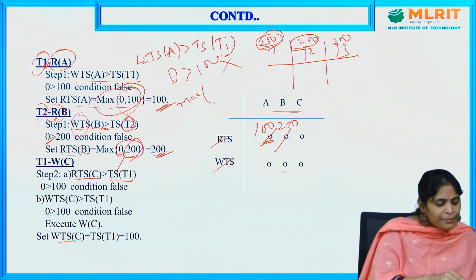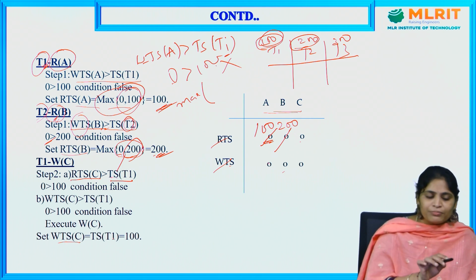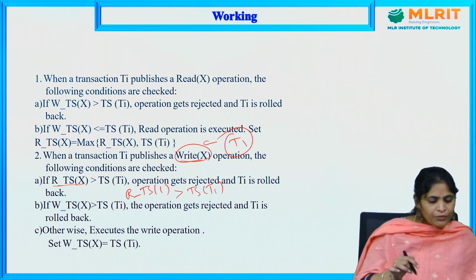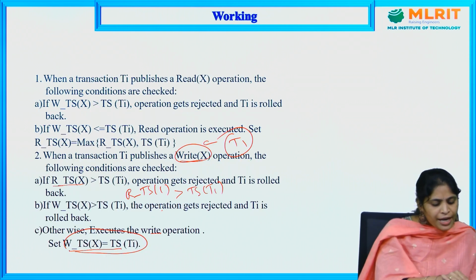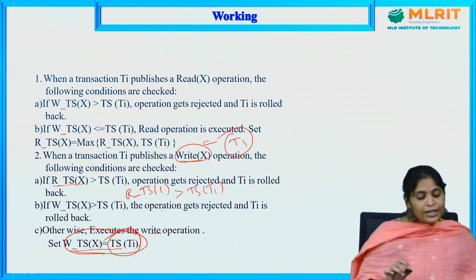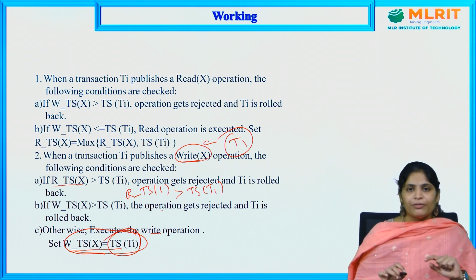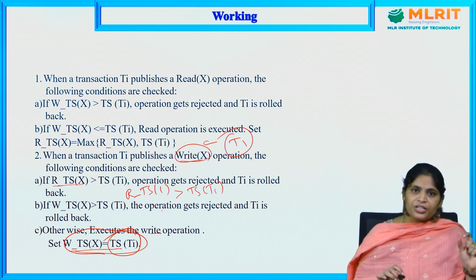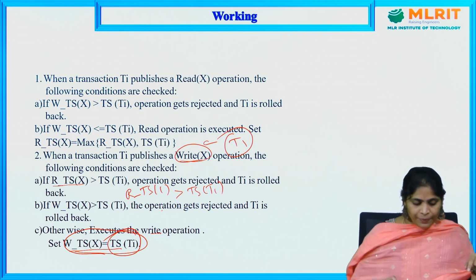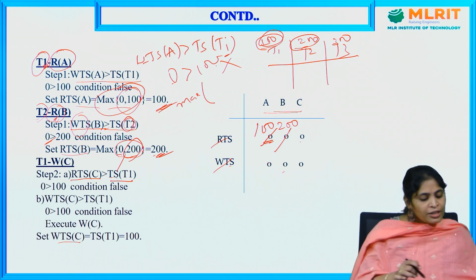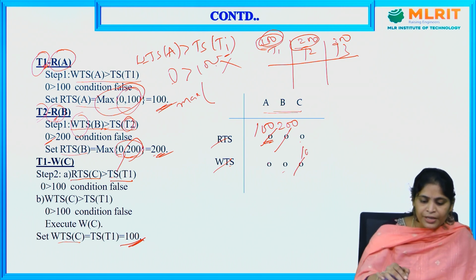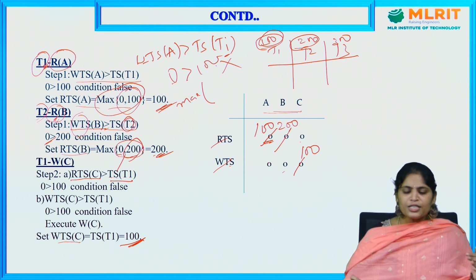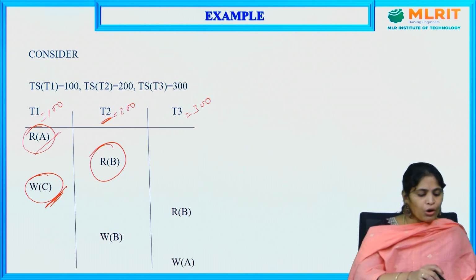What is the write timestamp value? TS of T1. The operation gets rejected if a conflict exists; otherwise execute the write operation, and the write timestamp will be the timestamp of T1. Why? Because that write operation is in T1. So the value will become 100. WTS of C will become 100. So in this manner, we perform all the formulas here.